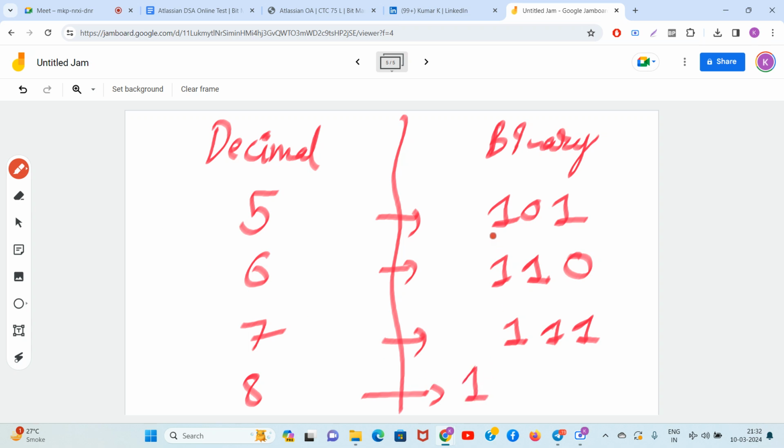A single one. And guys, see, this is the leftmost bit. After that, you can assume an infinite number of zeros. It does not matter. So 8 looks like this. Okay, you guys understand this much, decimal to binary? It's really pleasurable for me.